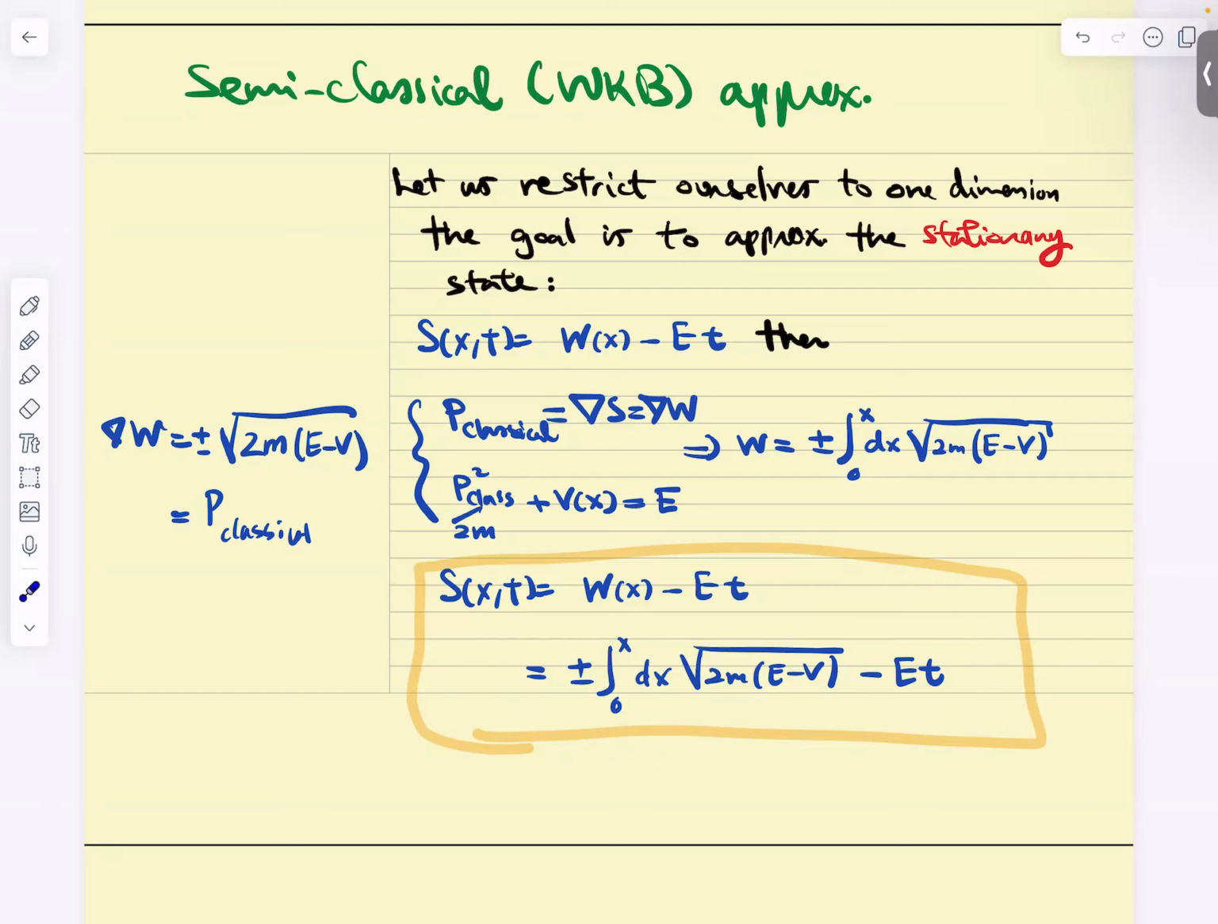That's all catch. So this equation is only sensible when E is larger than V, right? Why? Which step of the way did I use this? If V is larger than E, which step of the way falls apart? The second line, P classical. So when E is larger than V, this is a classically allowed region. When V is larger than E, it's a forbidden region, right?